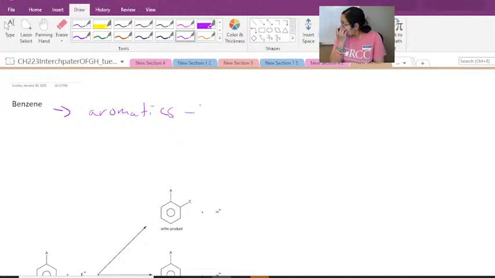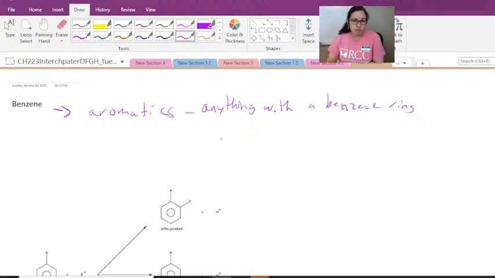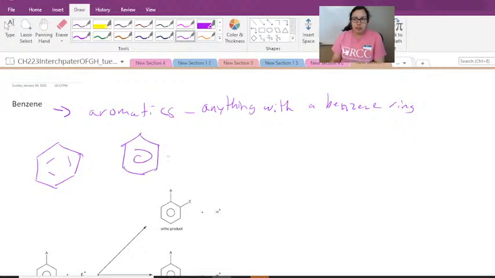Sometimes they smell nice, but sometimes they smell really bad, but the term really refers to anything with a benzene ring. And it refers to, again, your delocalization. So it's often abbreviated like that or like this, implying you have your alternating double bonds.